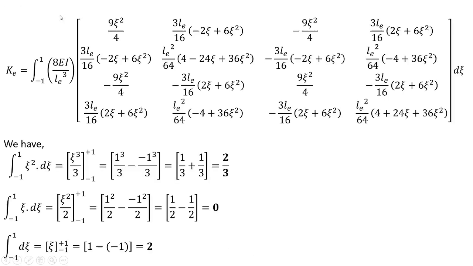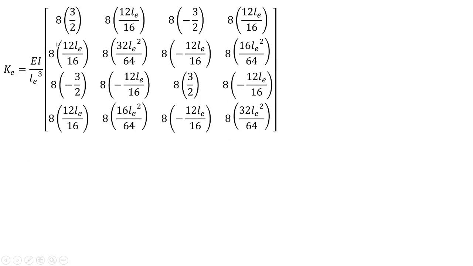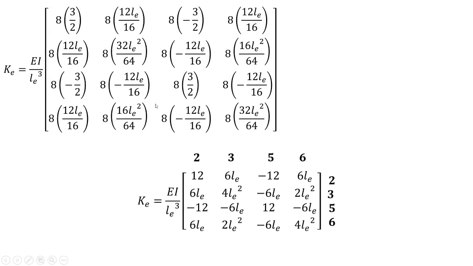And meanwhile, what I have done, I have taken this E inside the matrix, and this E is multiplied with all the terms inside the matrix. Then after simplification, I'll get this matrix. Further simplification, I'll get the final matrix. So this is my final stiffness matrix for the beam element.